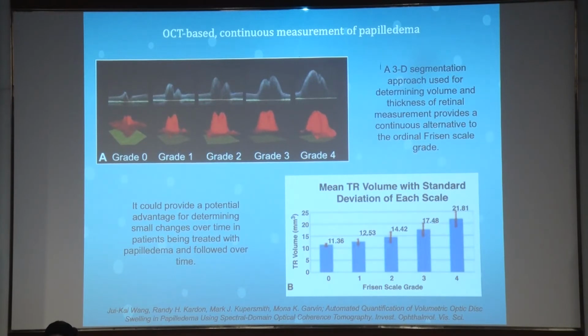Wong et al. have described that a 3D segmentation approach can determine the volume and thickness of the retinal measurements, which can provide a continuous alternative to the ordinal Frisén scale grading.